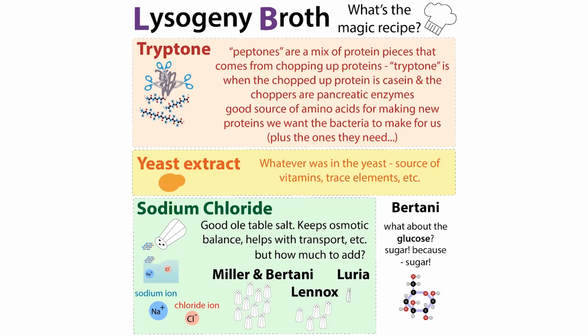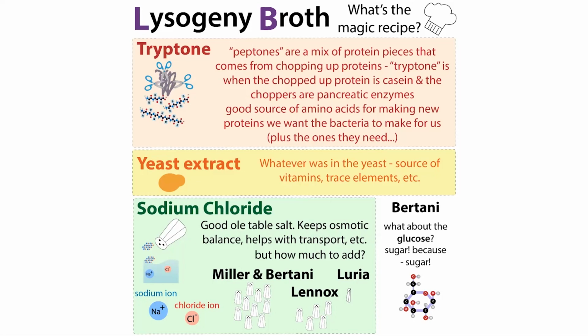So what's in LB? One of the main things in LB is tryptone. And so tryptone is basically chopped up casein protein. And it's a type of peptones. So peptones is basically a word we use for a mix of protein pieces that we get from chopping up proteins. And in the case of tryptone, the protein that we're chopping up is casein.